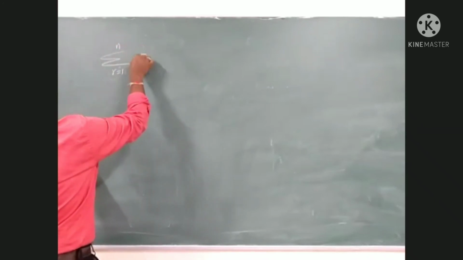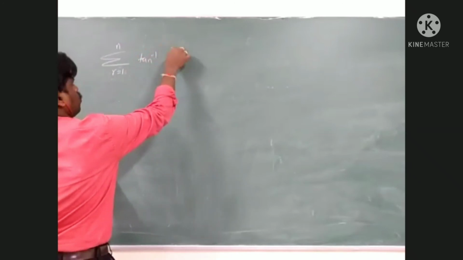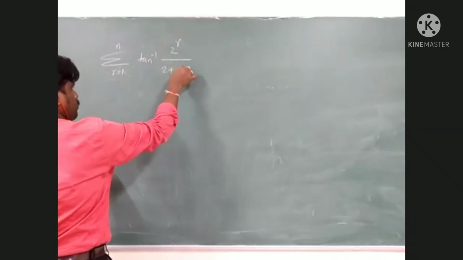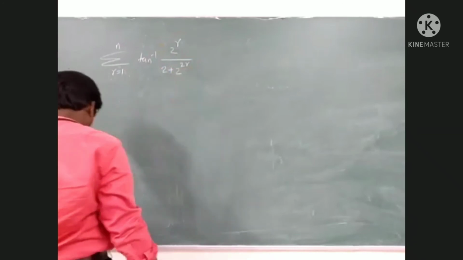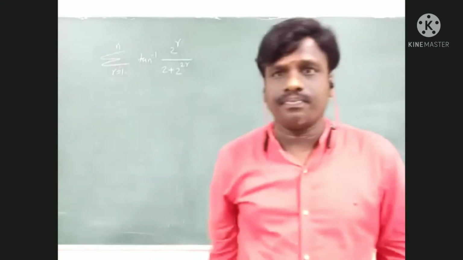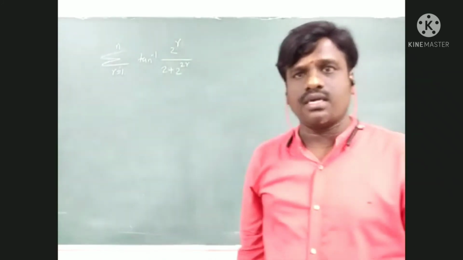Sigma r is equal to 1 to n tan inverse 2 to the power of r upon 2 plus 2 to the power of 2r is how much? Let's solve this question. Can I start? Yes, sir.